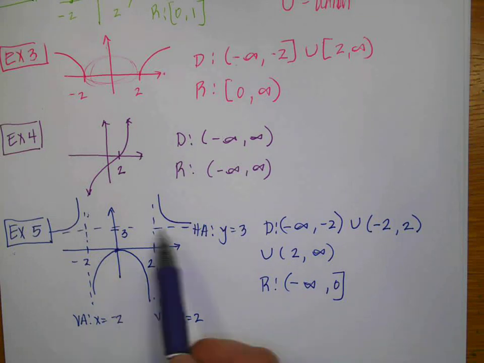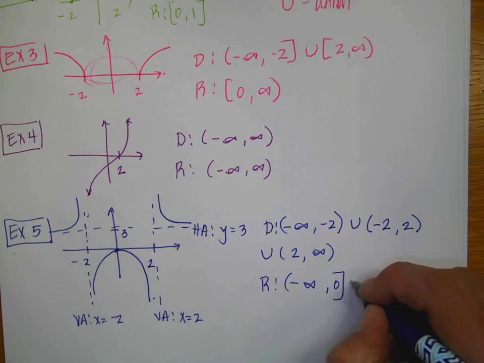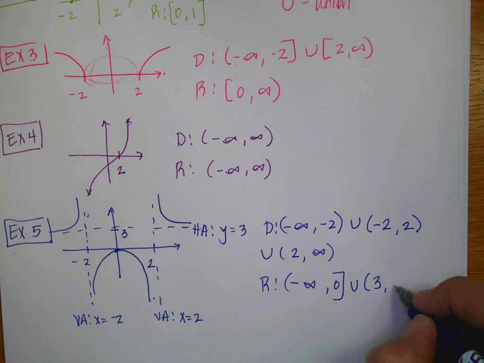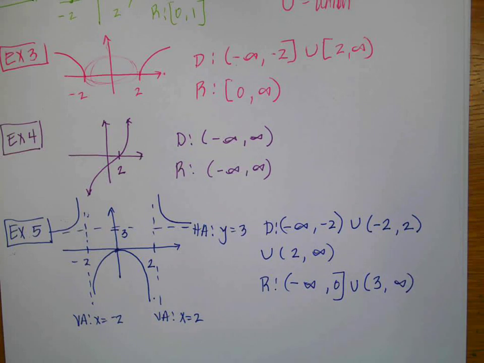And that's it. Oh, I lied. I neglected these guys. My bad. So I'm going to start at 3, not included because it's a horizontal asymptote, and then it's going to go up to +infinity. Now we're done.